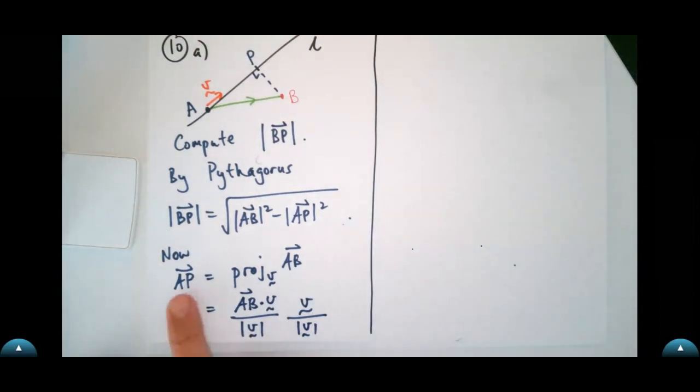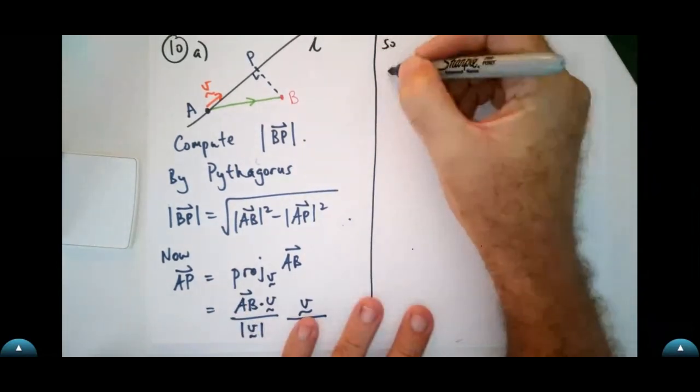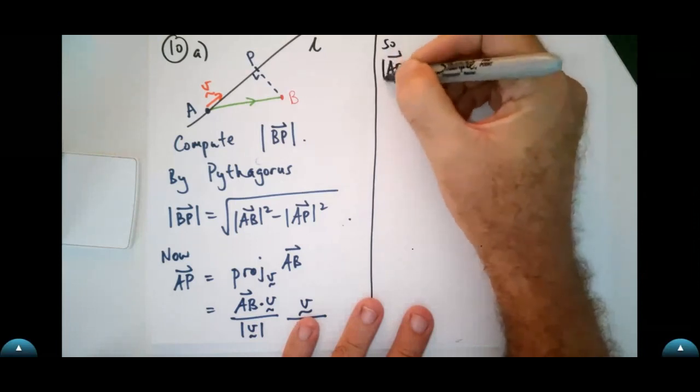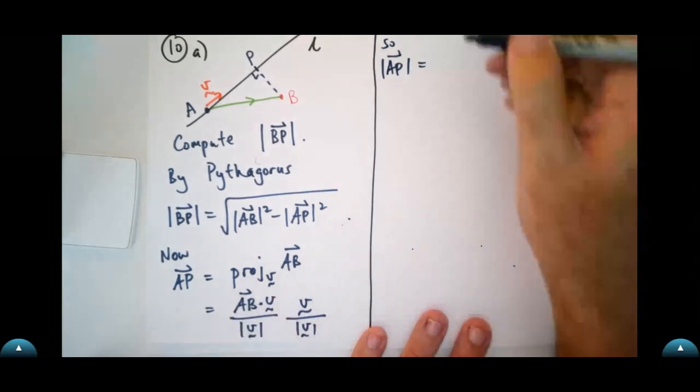So we don't really want the vector. All we want is its length. So I can take the following. The length of this is 1. And all I need to do is just take the absolute value of the top.